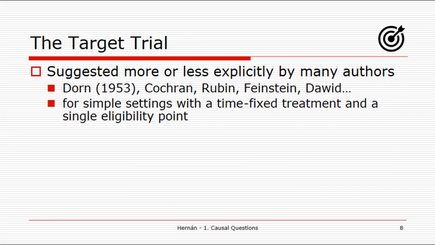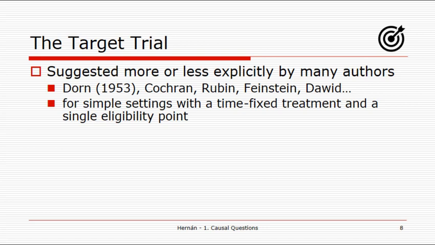Okay, so the target trial is a very old concept in causal inference. People have been referring to this hypothetical experiment at least since the 1950s. Dorn, a statistician at NIH, was talking very explicitly about this hypothetical experiment, although he didn't call it a target trial, but that was the same concept. Bill Cochran at Harvard in the 60s was talking about the target trial. Again, not with a name, but a very similar concept.